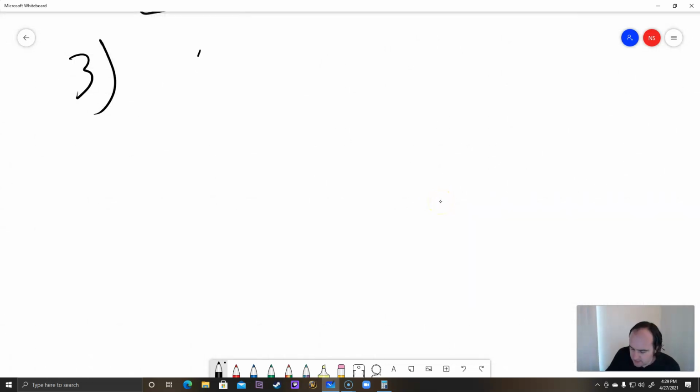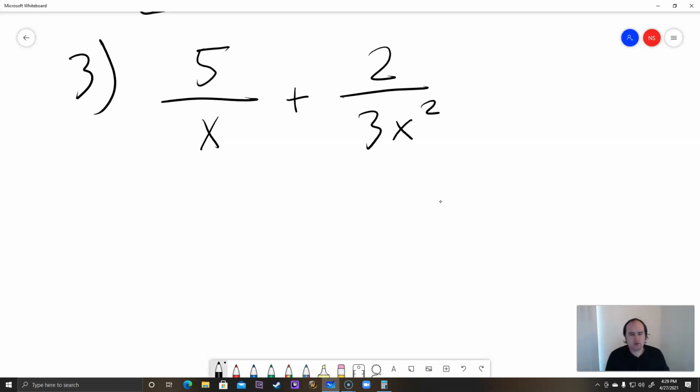So for example number 3, we have 5 over x plus 2 over 3x squared. Okay, so 5 over x plus 2 over 3x squared. So once again, we want to play the same game where we multiply by what we're missing. But this one's a bit harder. So in the first denominator, we have an x, but we don't have a 3, and we also don't have an x squared. So clearly we're going to need to multiply the first one by 3 on the top and the bottom.